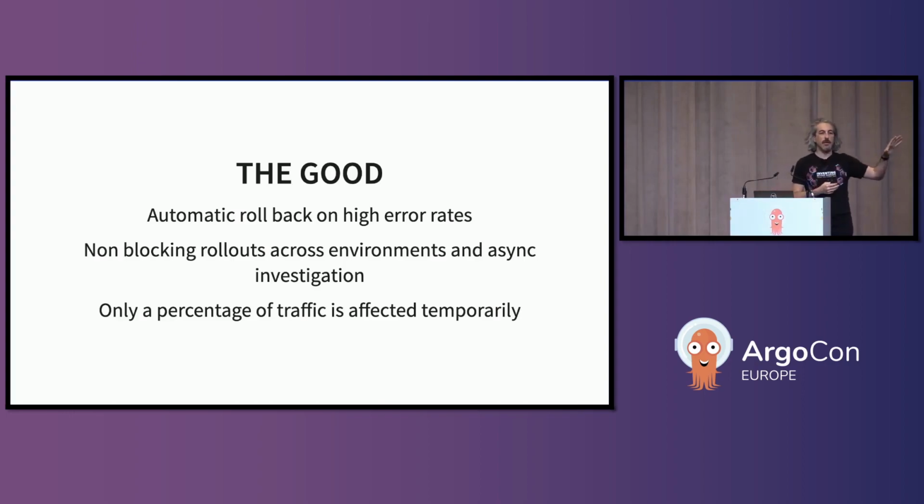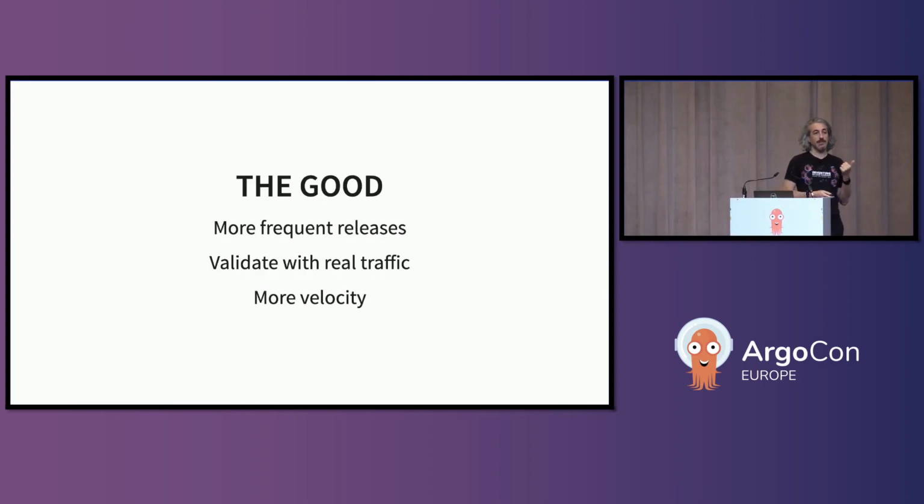If a customer is broken, it's automatically rolled back, and the release can continue across multiple customers, if only a few of them are affected, because the blast radius is very small, and only a percentage of traffic is affected. This, in summary, means more frequent releases for us that are validated with real traffic and give us a lot more velocity, which is always a good thing.